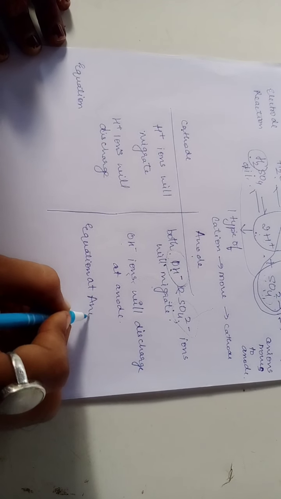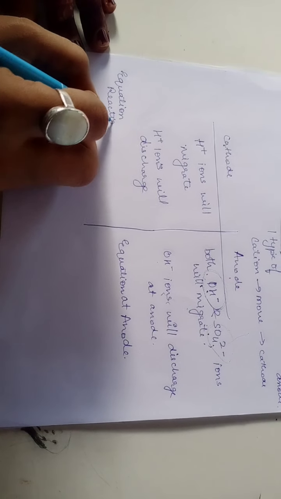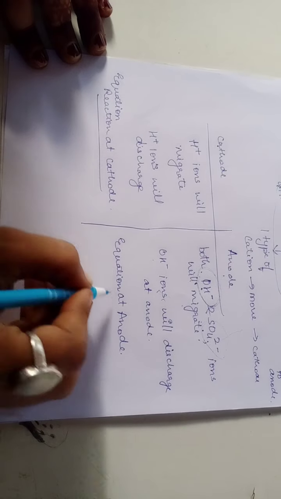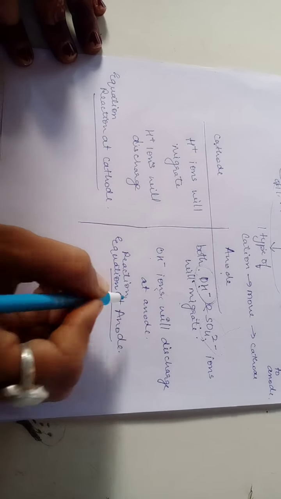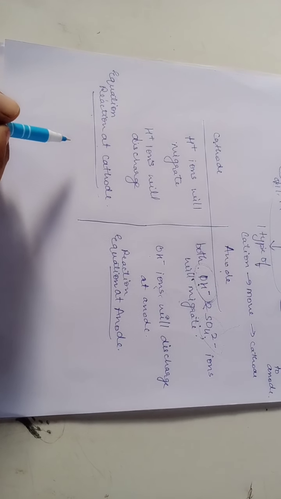Equation at anode. Equation means reaction at anode and reaction at cathode. In exam, this is asked very commonly. Reaction at anode or equation at anode, reaction or equation at cathode. So what will be the equation here, children?